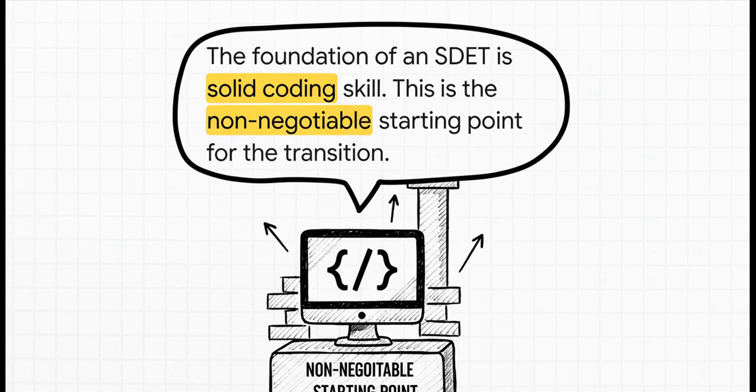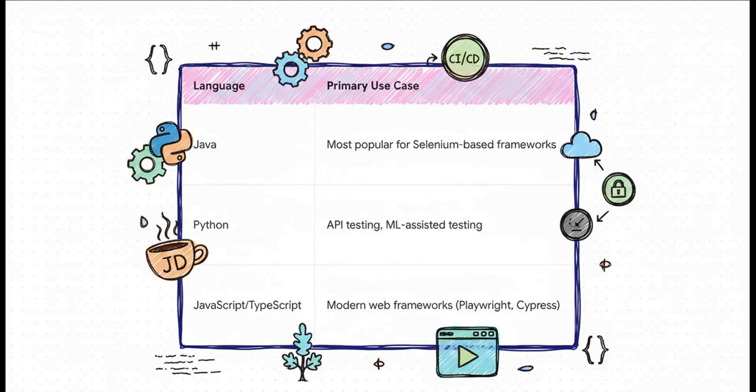The absolute, non-negotiable starting point for this whole transition is getting solid programming skills. You're not just writing little scripts anymore. You're engineering software that tests other software. It's a different ballgame. So where do you even begin, right?